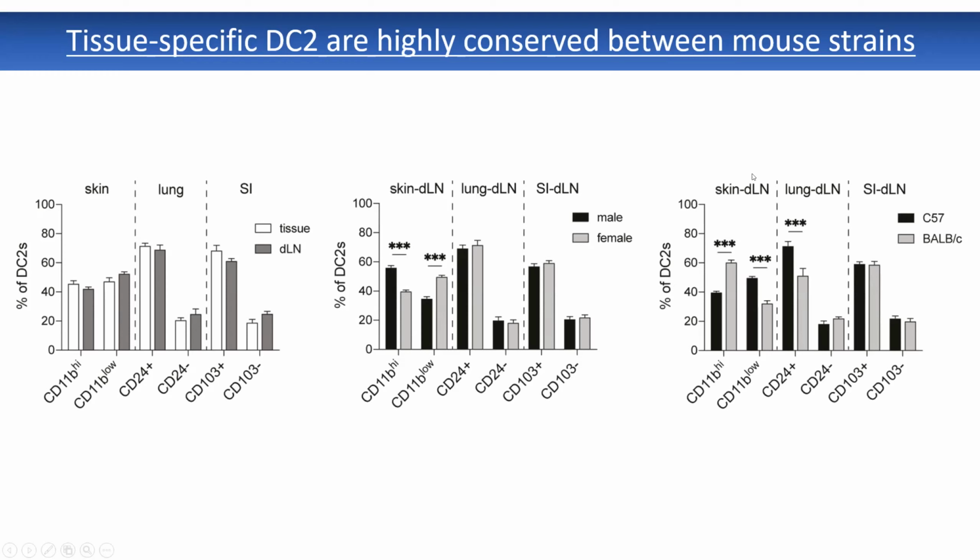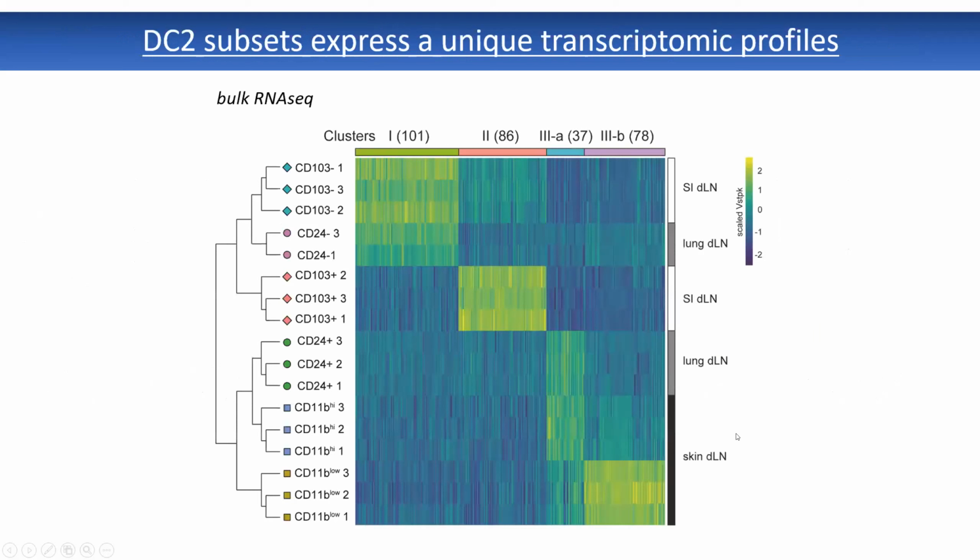And in addition, we looked at different backgrounds of mice, so C57 and BALB/c genotypes, and we observed that also there was a constant pool of cells that had these tissue-specific phenotypes.